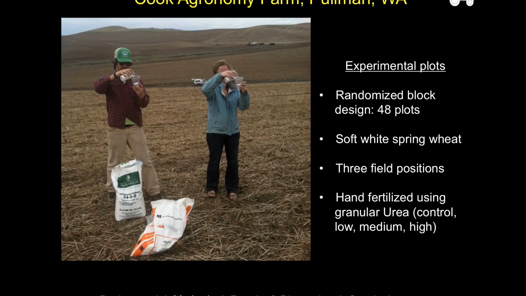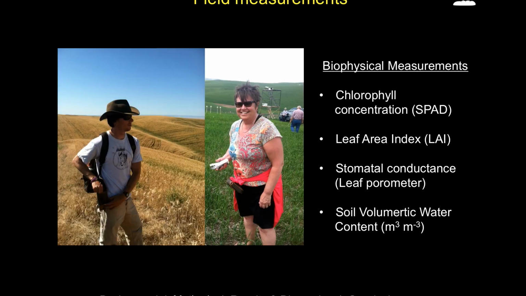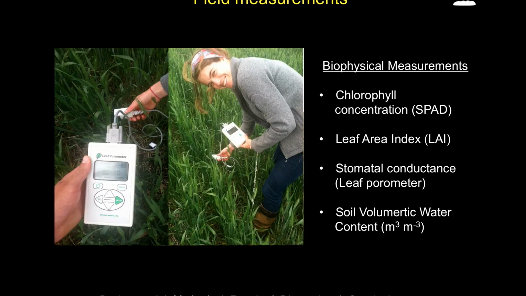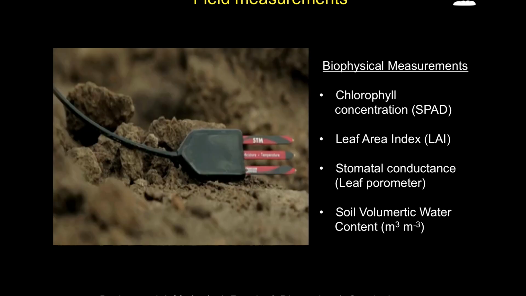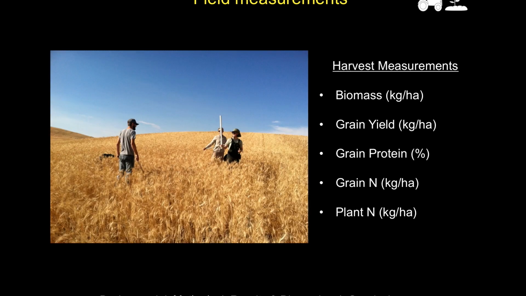Again, here's a picture of us hand fertilizing these plots using the cup method. We took biophysical measurements weekly at each one of our plots of chlorophyll concentration using the SPAD meter, leaf area index using an LAI 2000, stomatal conductance with a leaf porometer, and we got continuous soil volumetric water content measurements using the Decagon 5TM sensors.